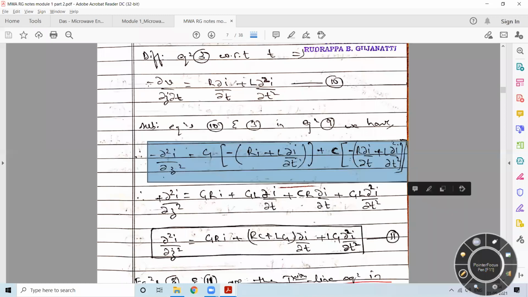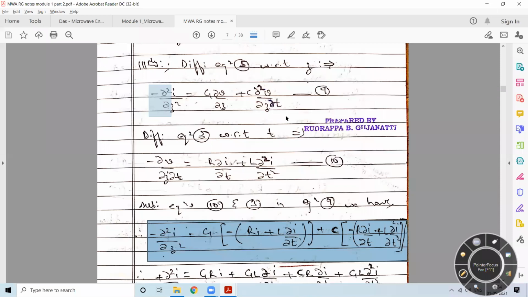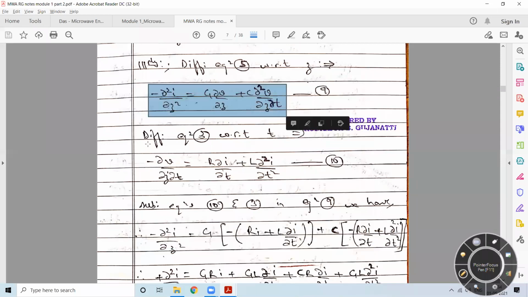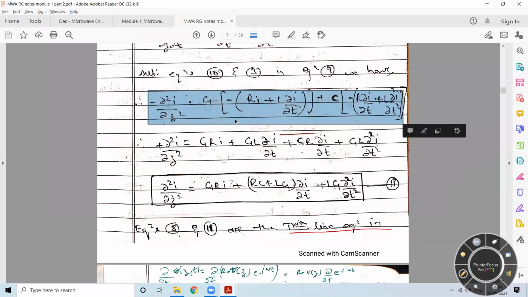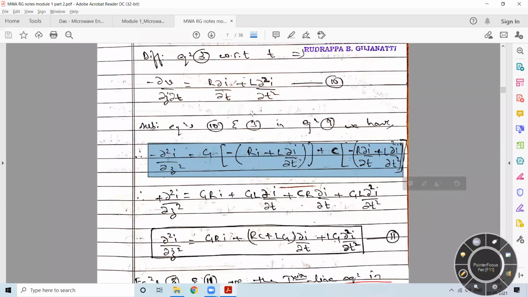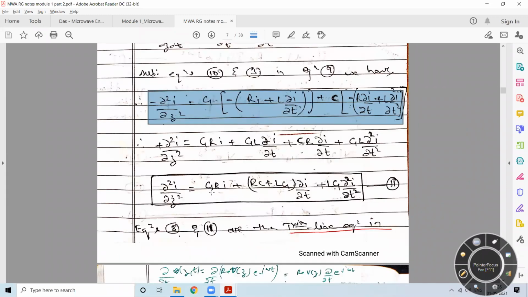That is, I substitute those two in equation 9. So when I substitute it in these, what I'll be getting is this equation. Again, what I do is I simplify this overall equation. When I simplify this overall equation, I'll be getting dou square I by dou Z square is equal to RG into I plus RC plus LG into dou I by dou T plus LC into dou square I by dou T square.